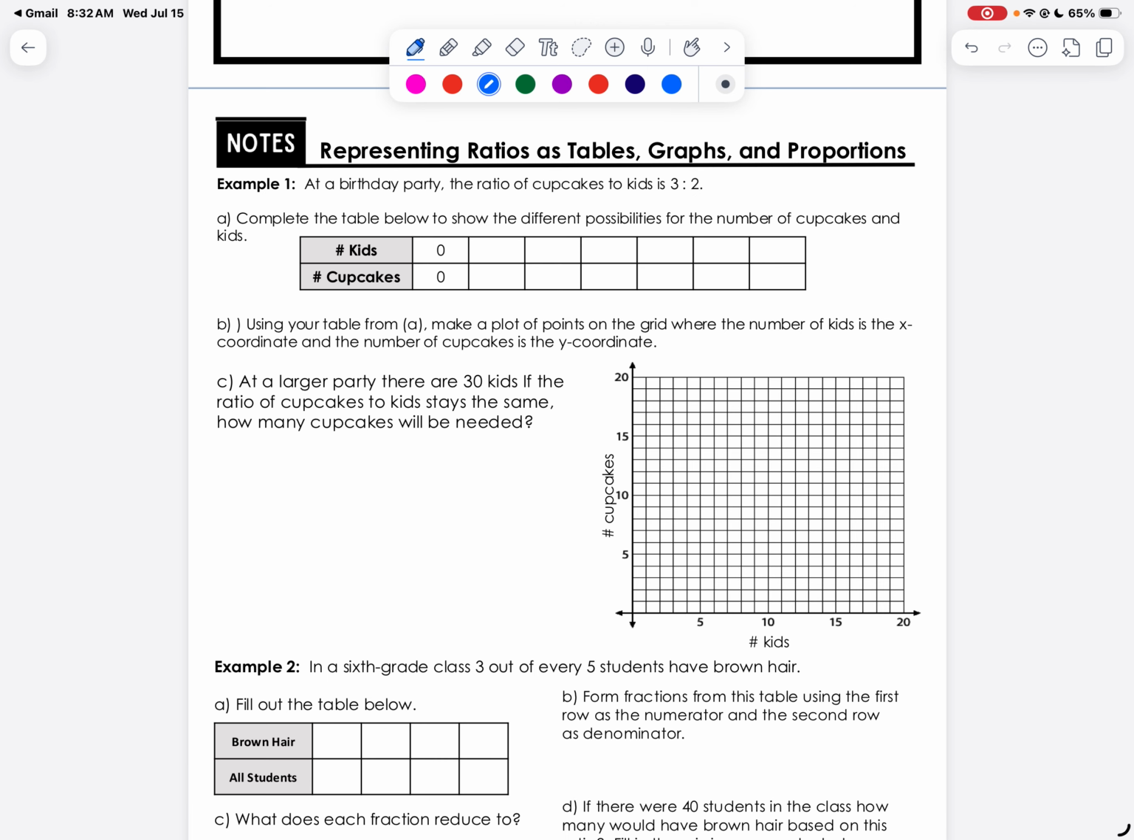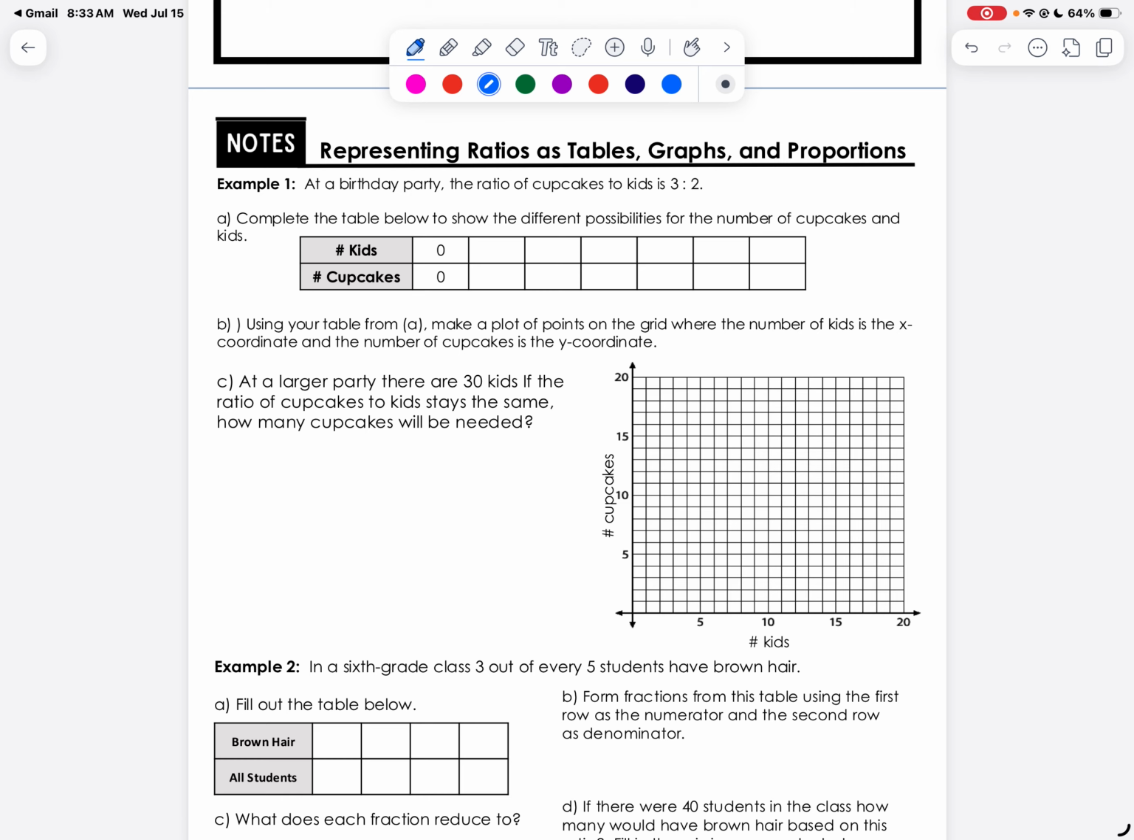So in example 1, it says, at a birthday party, the ratio of cupcakes to kids is 3 to 2. So in other words, there are 3 cupcakes for every 2 kids. And in part A, they want you to complete the table below to show the different possibilities for the number of cupcakes and the number of kids.